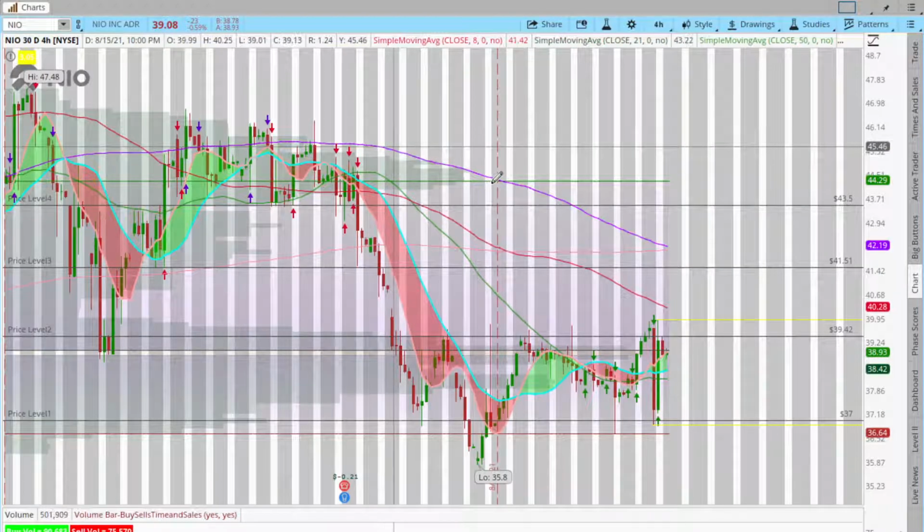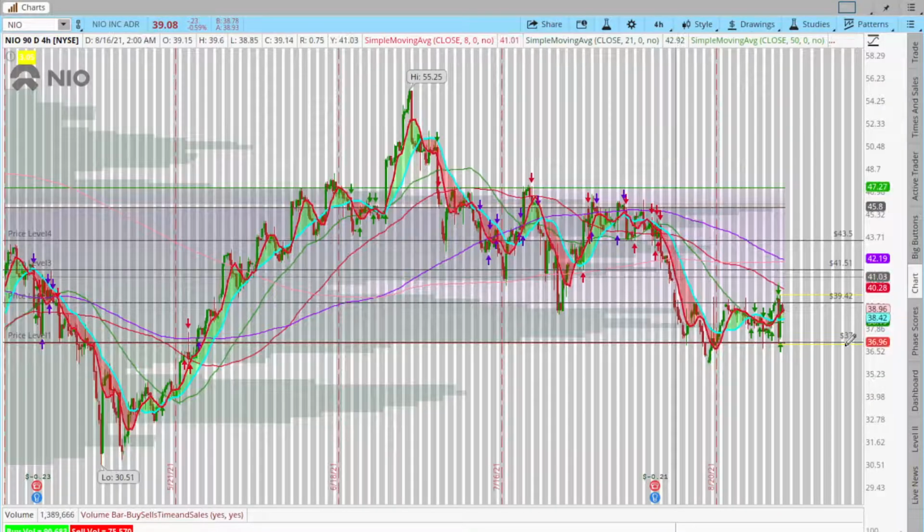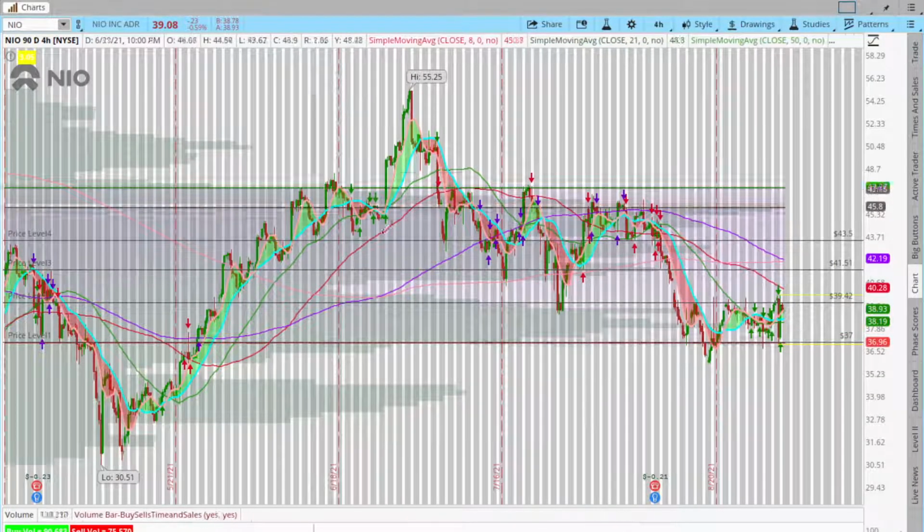Let's see if there's one more here on NEO that I like. This one's not too bad either. I'm going to go ahead and throw a few more days in here. See if we can get here.